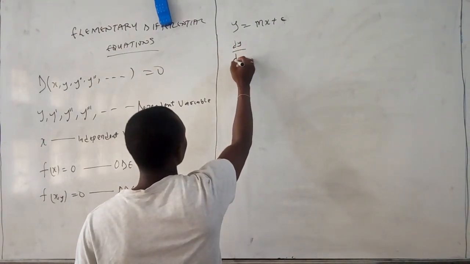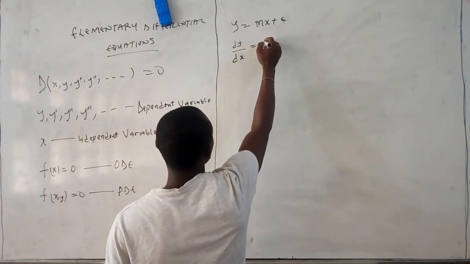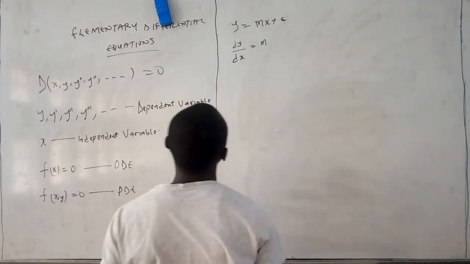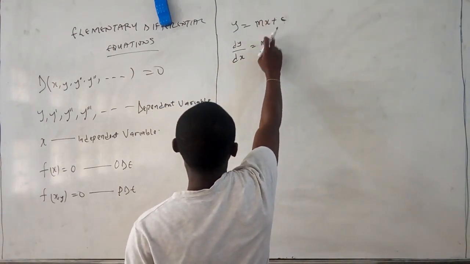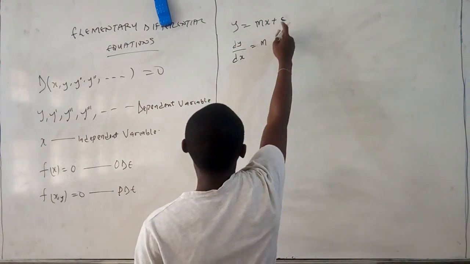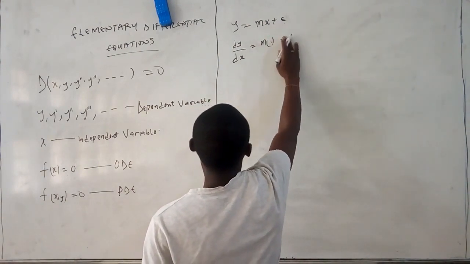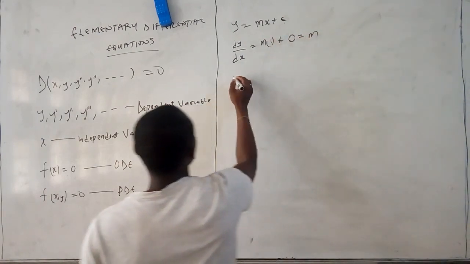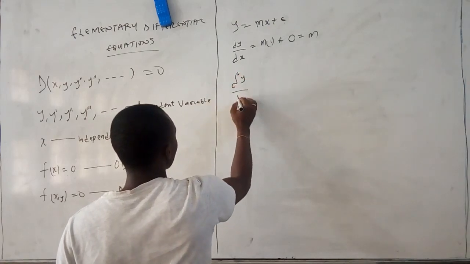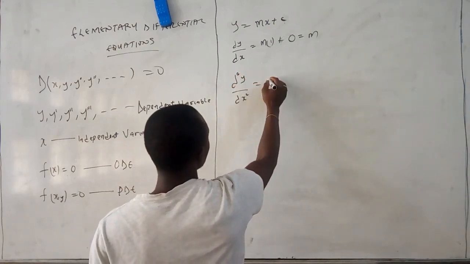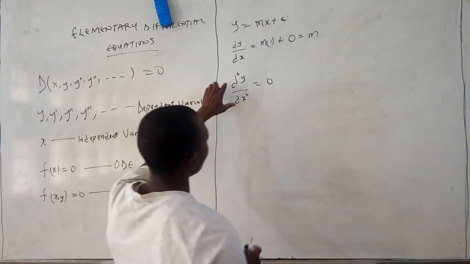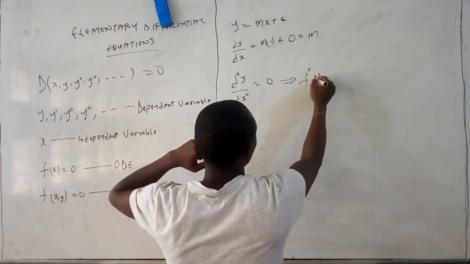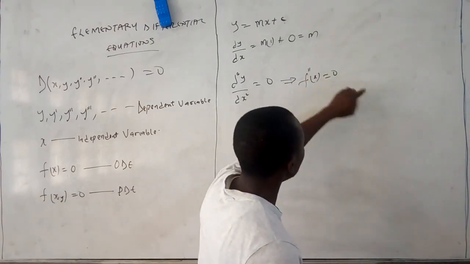So dy dx is equal to m, because if you differentiate this, x is 1, then you differentiate c, it is 0. Then you differentiate again, d square y over dx square is equal to 0. So at this point, you can say f double prime of x is equal to 0. This is now a differential equation.